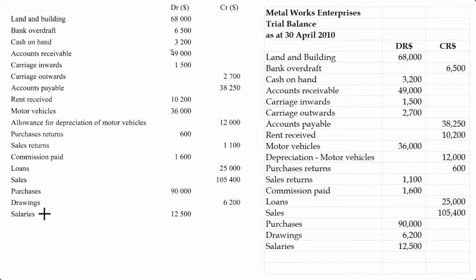Now, remember the instructions said that we need to find an amount for capital. Capital is equal to assets or debits minus liabilities or credits. So we're going to add up this side, and then subtract. And that's going to give us a capital figure of 73,850. And when you add both columns, you get to 271,800. And that's the end of the question.